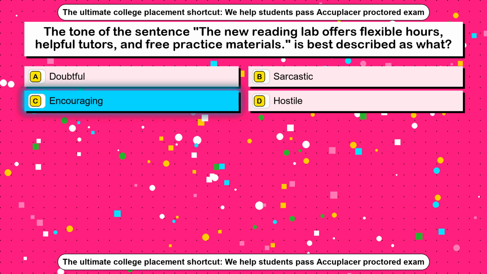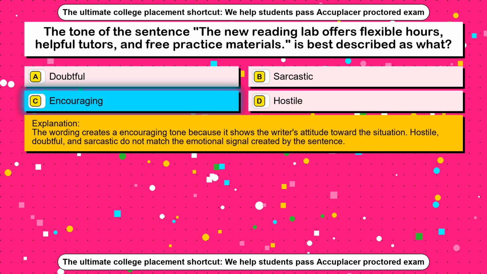The correct answer is option C, encouraging. The wording creates an encouraging tone because it shows the writer's attitude toward the situation. Hostile, doubtful, and sarcastic do not match the emotional signal created by the sentence.